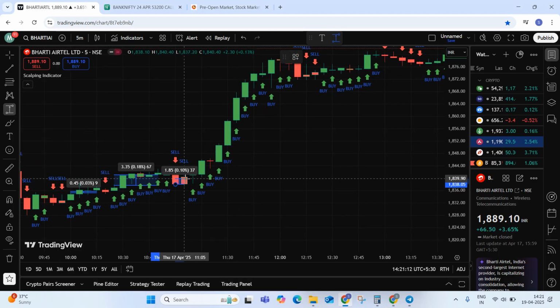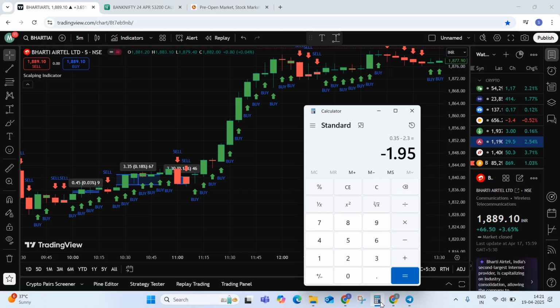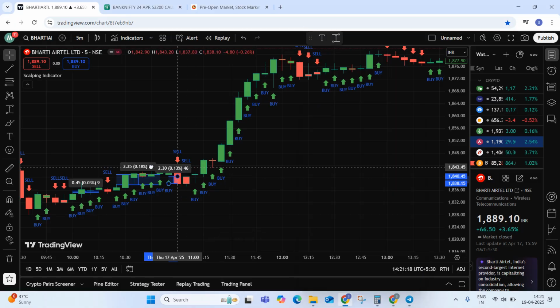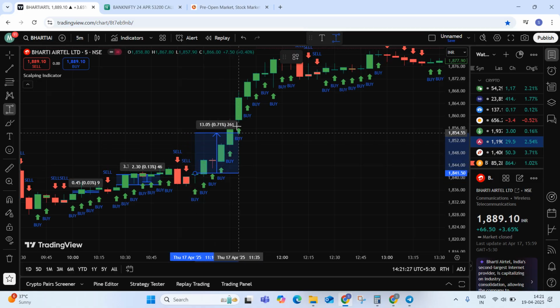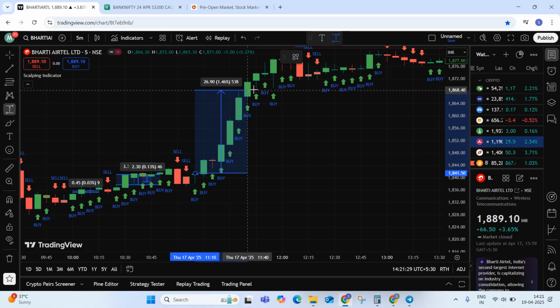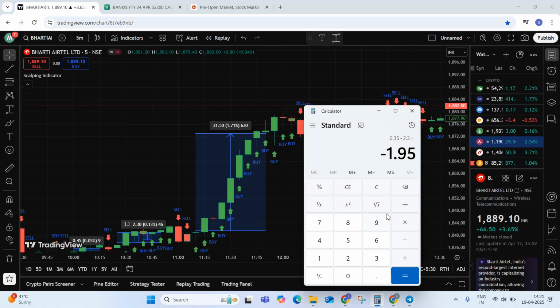Here also I got 2.3 as loss, minus 2.3. Next I got a buy signal. So here I entered and I will trail the stop loss, trailing stop loss. Okay. So how much amount did I get here?